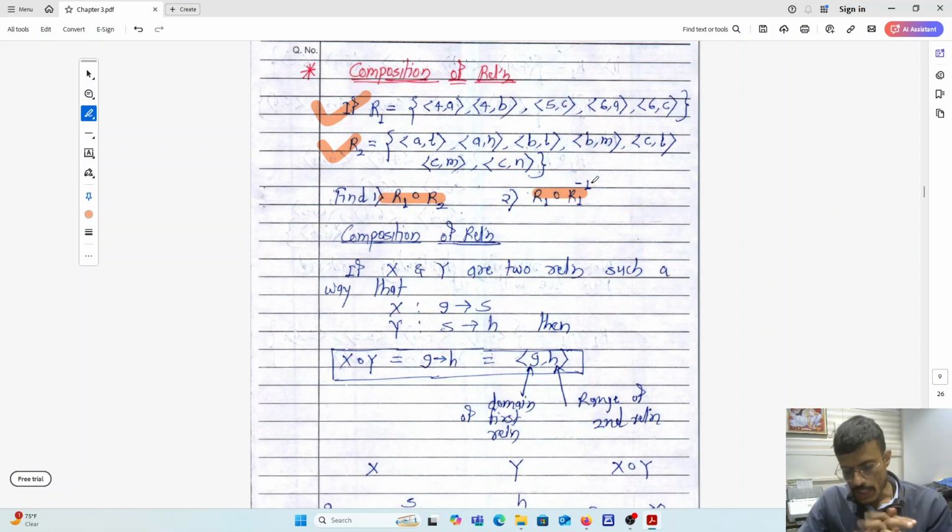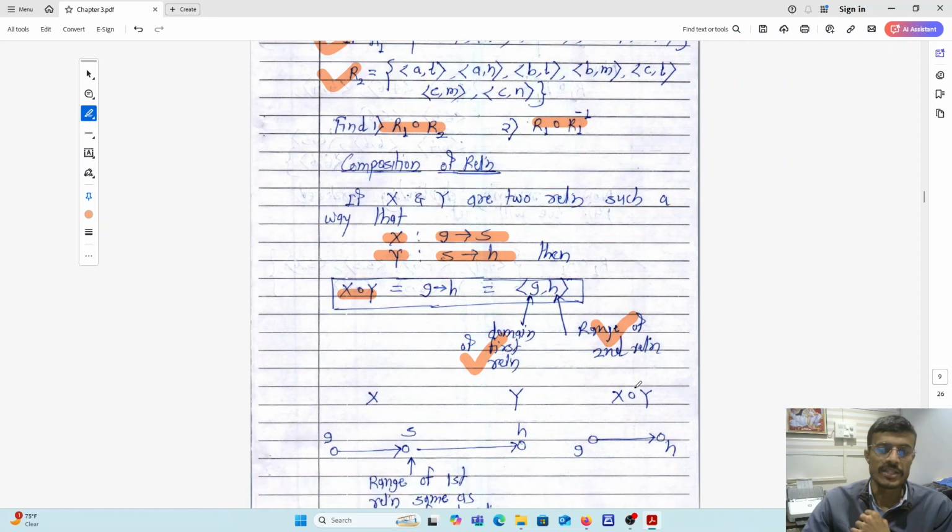Basically, in the case of composition of relation, consider two relations are given to you, x and y. You can see on the screen. If x is the first relation which is mapping from G to S, and y is another relation which is mapping from S to H, then x composition y is equal to G to H. You can see here the range of the first relation is the same as the domain of the second. So that's why we have taken the domain of the first and mapped it with the range of the second. That is G to H, which is represented as the ordered pair G comma H, where G is the domain of the first relation and H is the range of what?